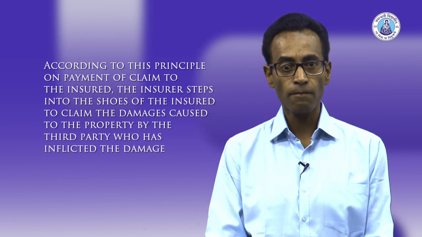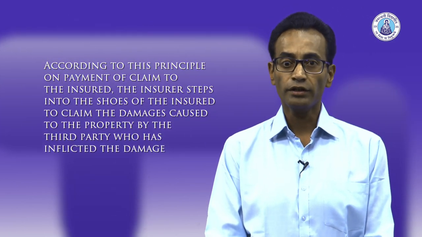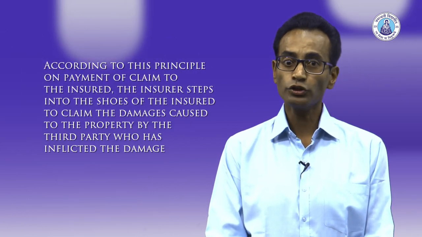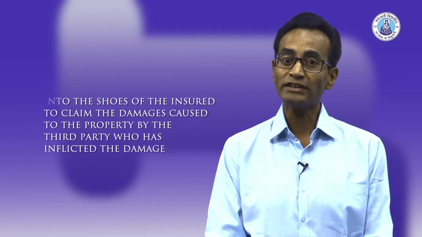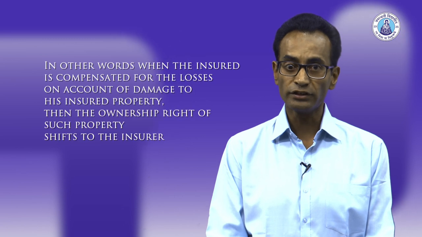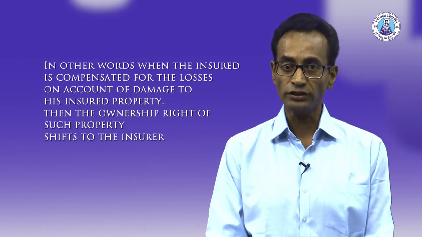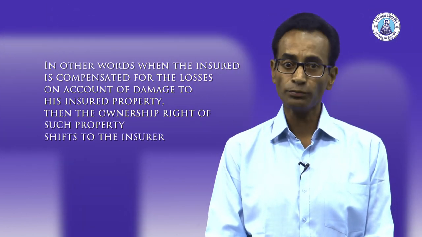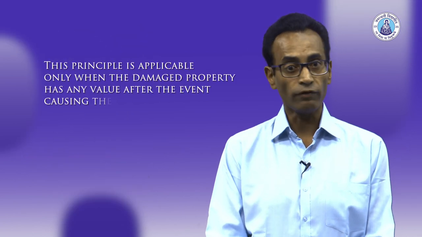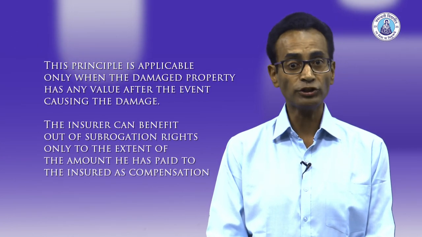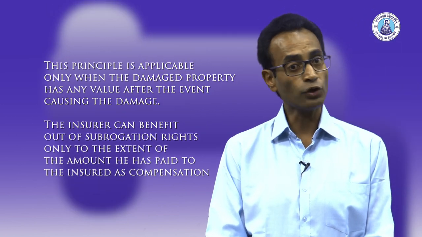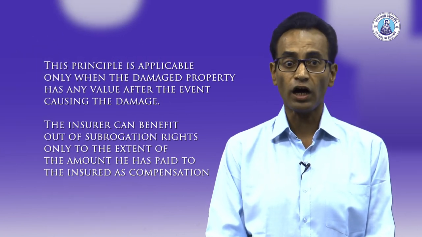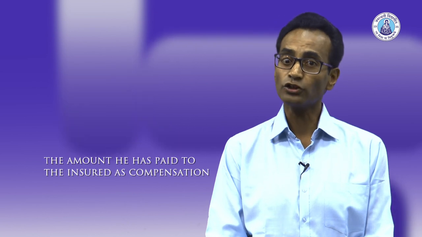According to this principle, on payment of claim to the insured, the insurer steps into the shoes of the insured to claim the damages caused to the property by the third party who has inflicted the damage. In other words, when the insured is compensated for the losses on account of damage to his insured property, then the ownership right of such property shifts to the insurer. However, this principle is applicable only when the damaged property has any value after the event causing the damage. The insurer can benefit out of the subrogation right only to the extent of the amount he has paid to the insured as compensation.